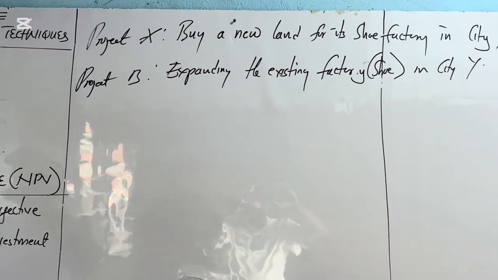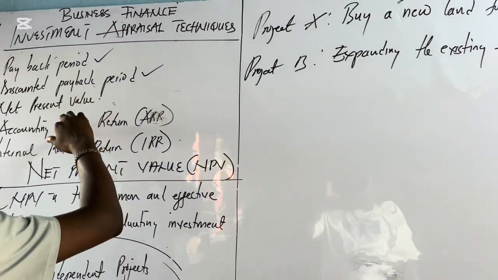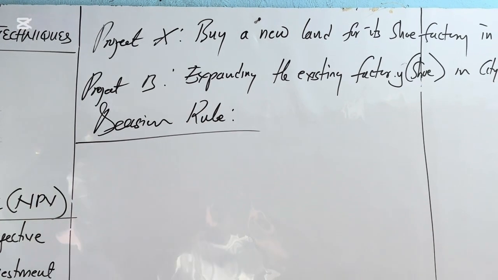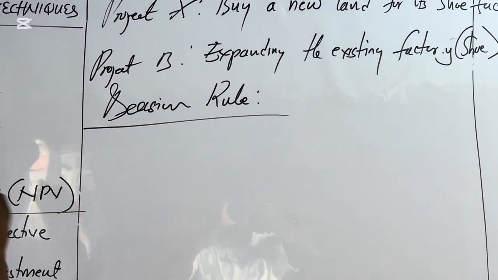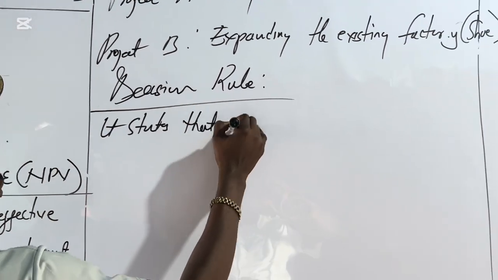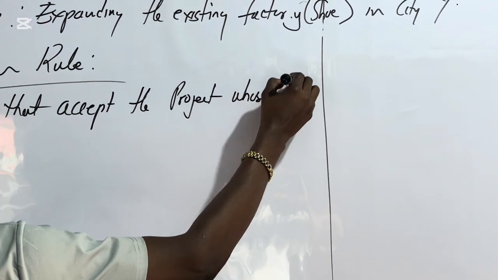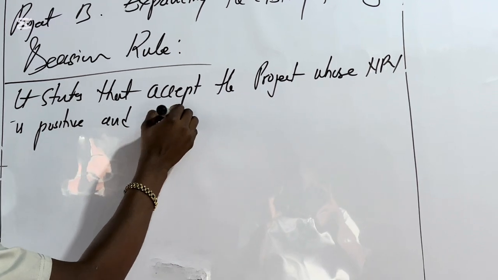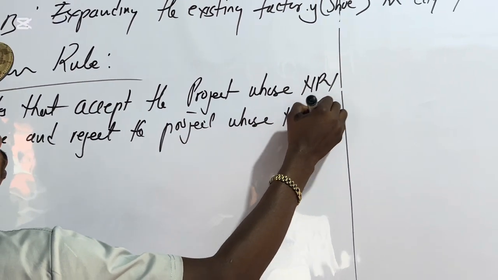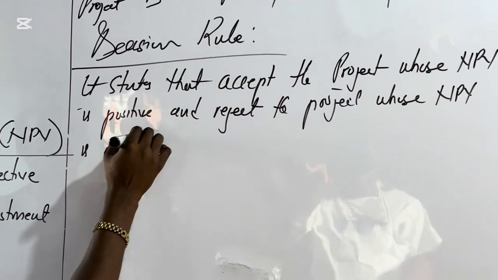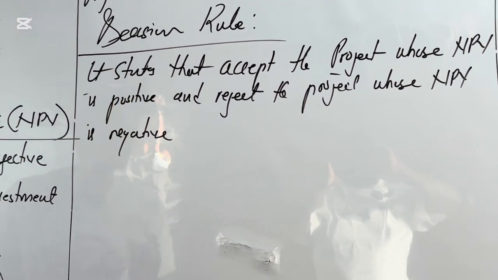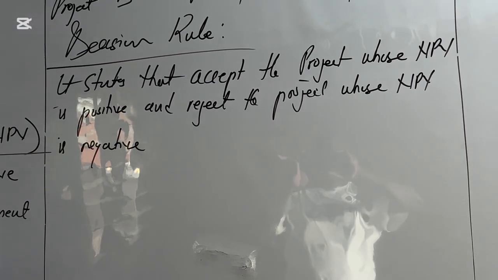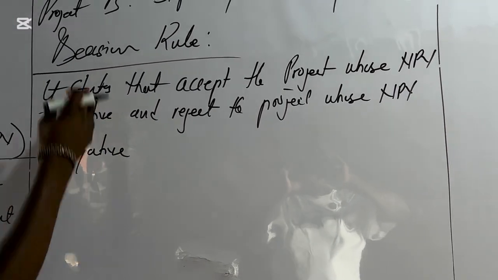Now, when we are evaluating investments using the net present value, we have what we call the decision rule. The decision rule states that you accept the project whose NPV is positive and reject the project whose NPV is negative, especially when you are dealing with an independent project. Good. So we'll look at one or two calculations so that we know how to apply this decision rule.